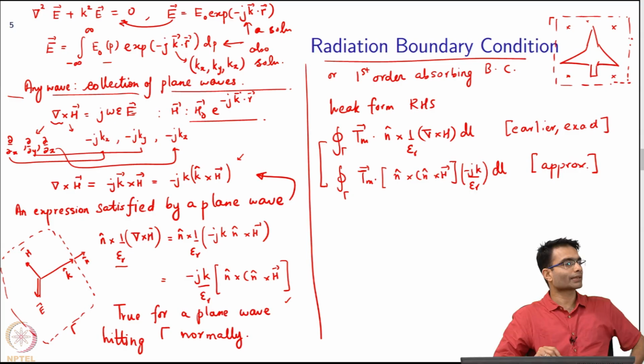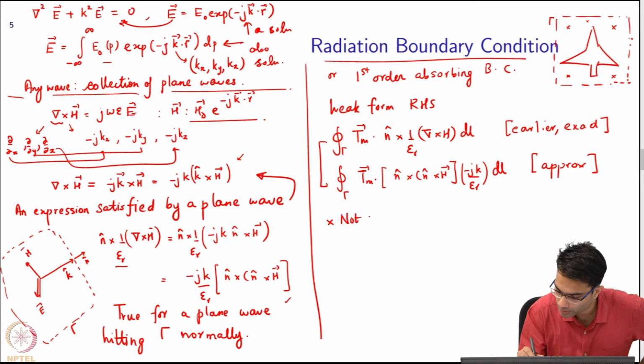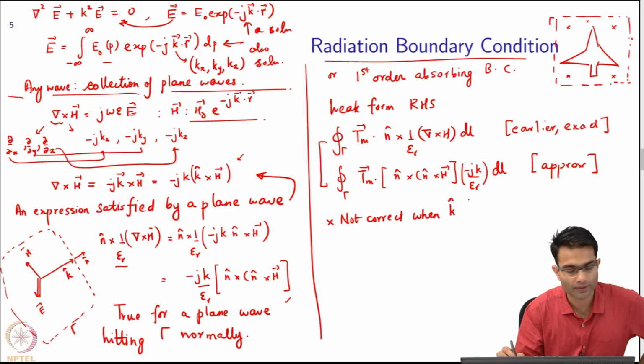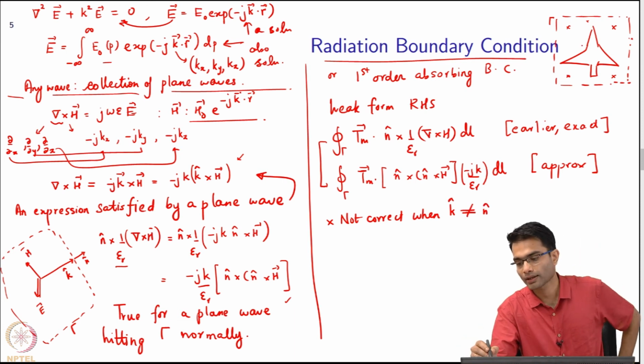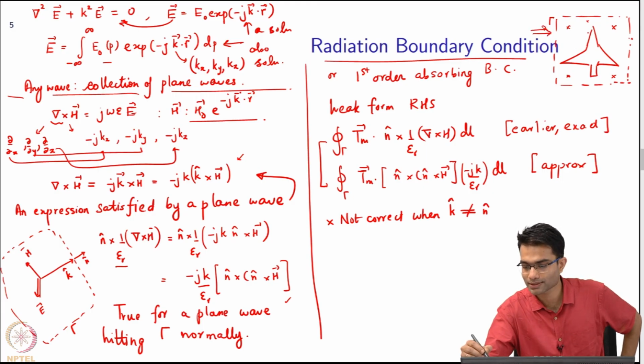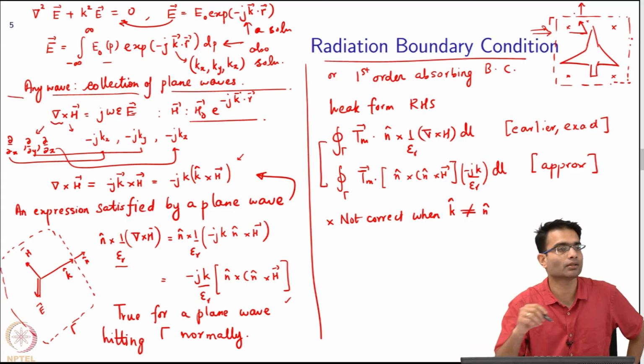So is this always correct? Answer is no. When is it not correct? The first thing is when the direction of propagation of the wave is not equal to n hat. For example, if you look at this aircraft over here, let's say the incident wave is coming from the left hand side like this, it's possible that it hits this aircraft over here and the wave goes off in this direction, right? So now n hat is here and the wave is hitting non-normally.